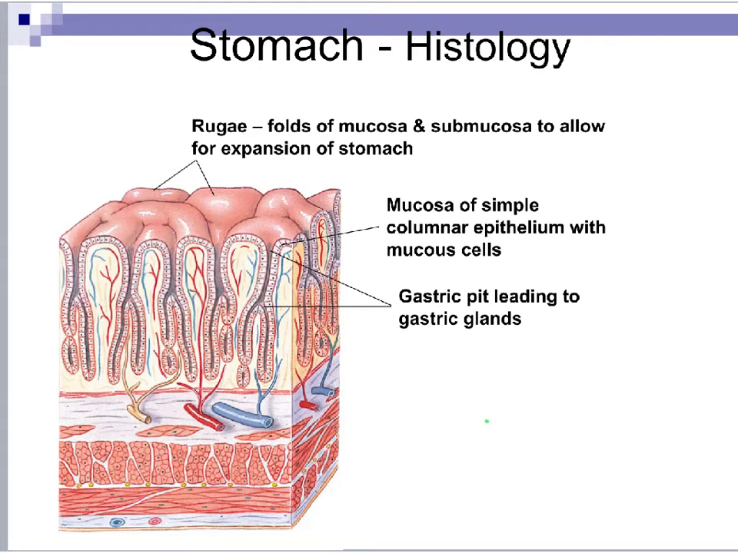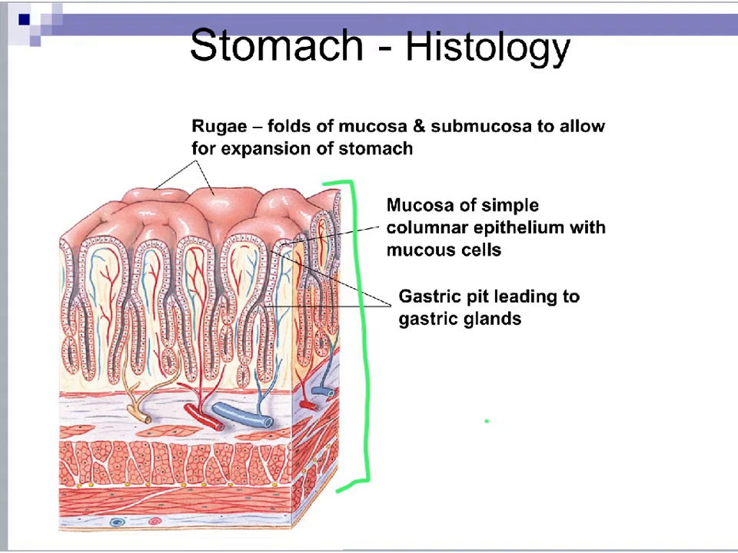So now that we've gone over the gross anatomy of the stomach, let's go ahead and look at the histology of the stomach. What this picture is showing you here is just a small section of the wall of the stomach itself. And one of the several things that you can see pretty clearly are the layers. So let me get a different color here.